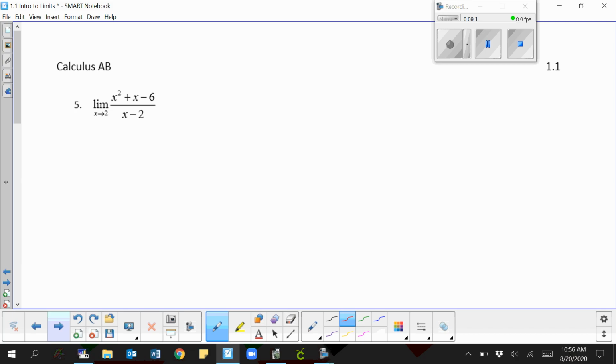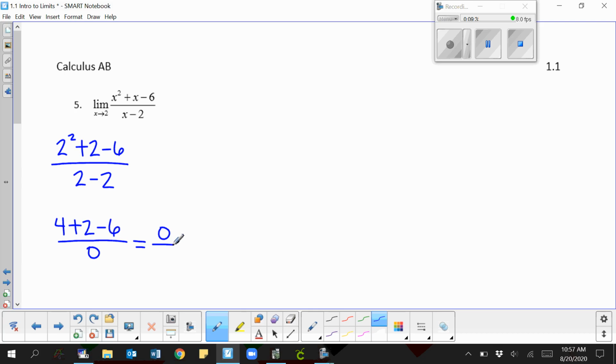All right, let's look at 5. Let's come over here and see what happens when we plug in 2. We're looking at the limit as x approaches 2. So if I have 2 squared plus 2 minus 6 over 2 minus 2, well, that's going to give me 4 plus 2 minus 6 over 0, or that gives me 0 over 0. And that's our indeterminate form. So we've got to play around with this one a little bit to get our answer.